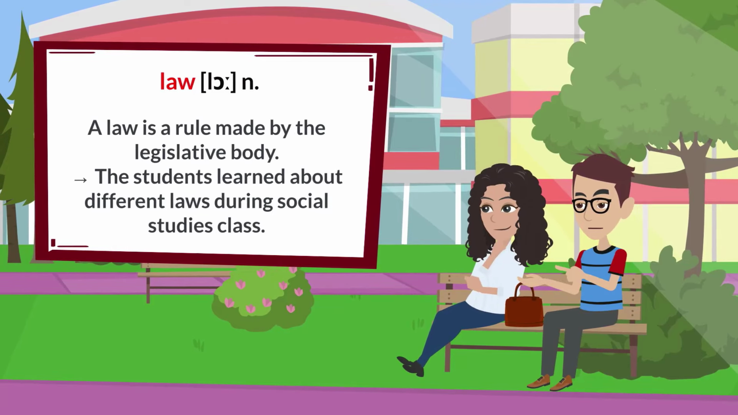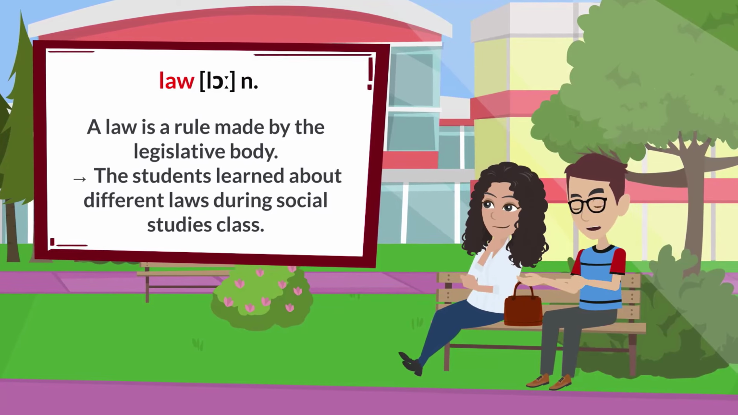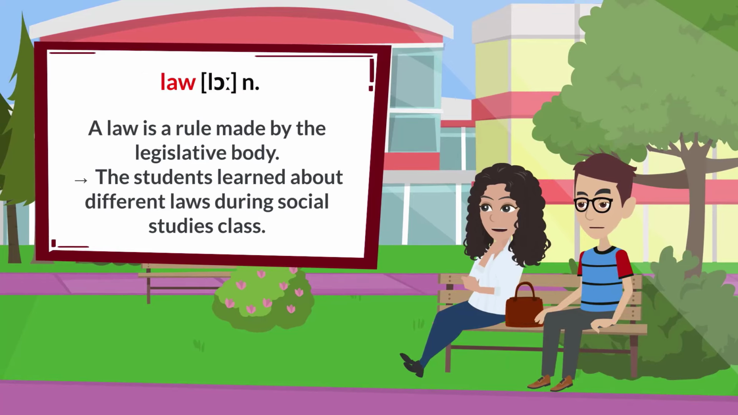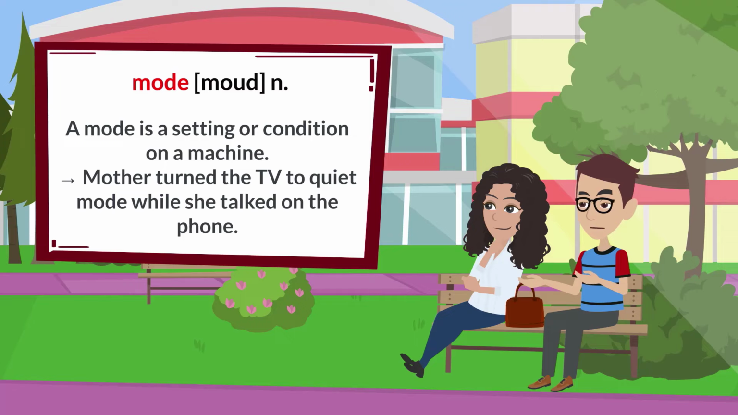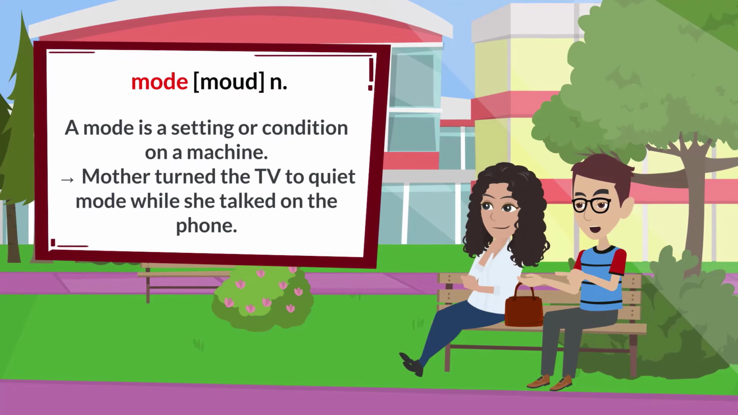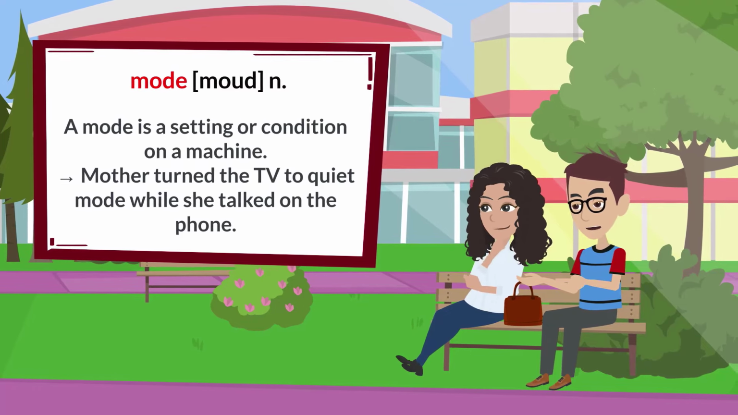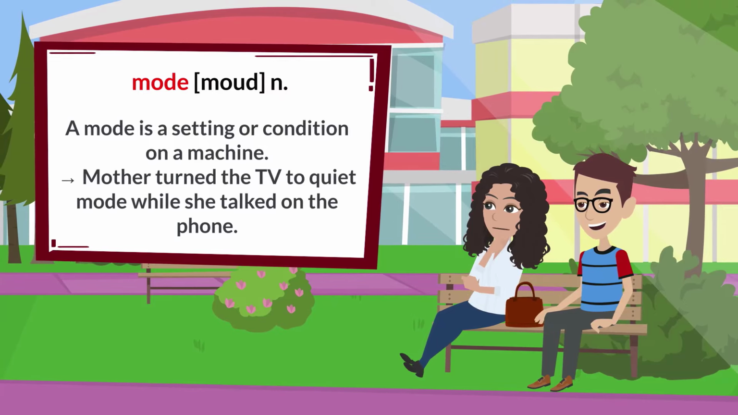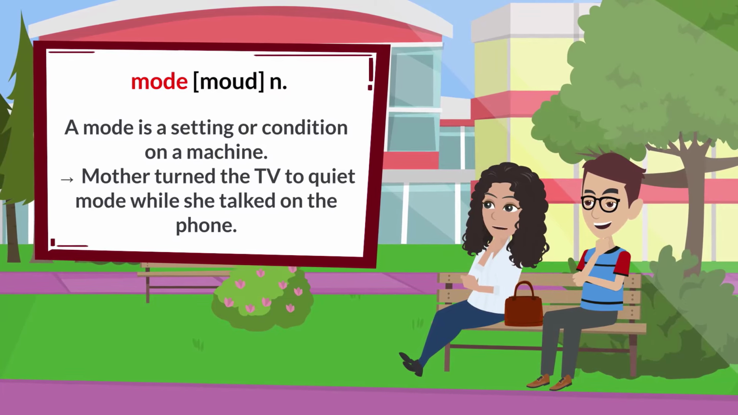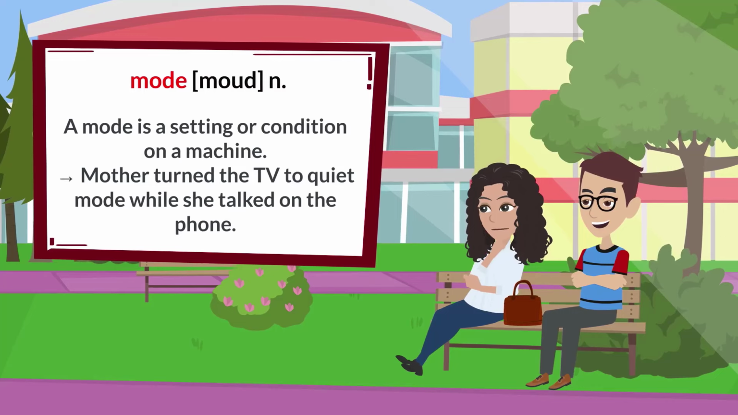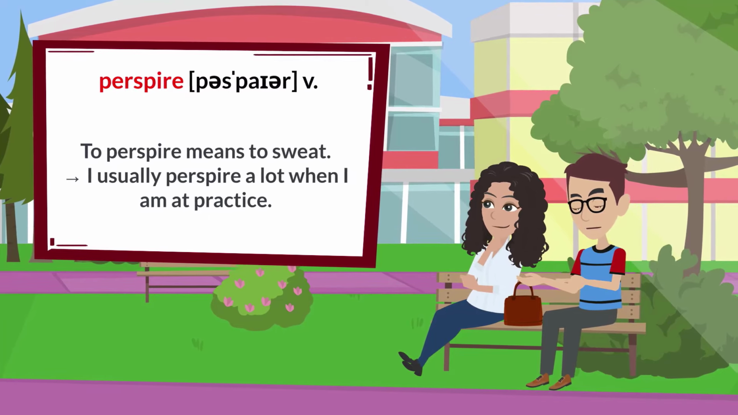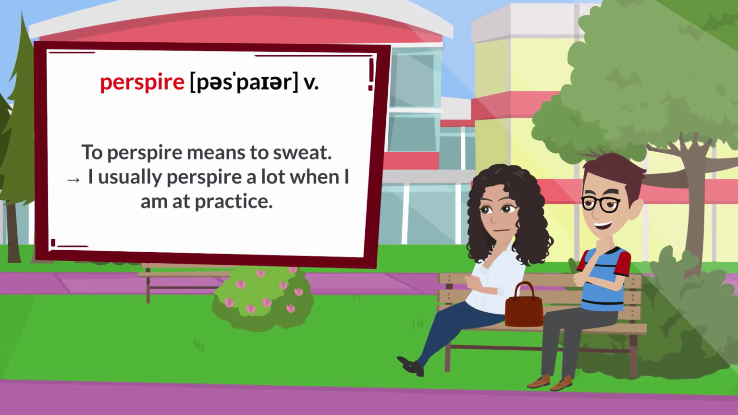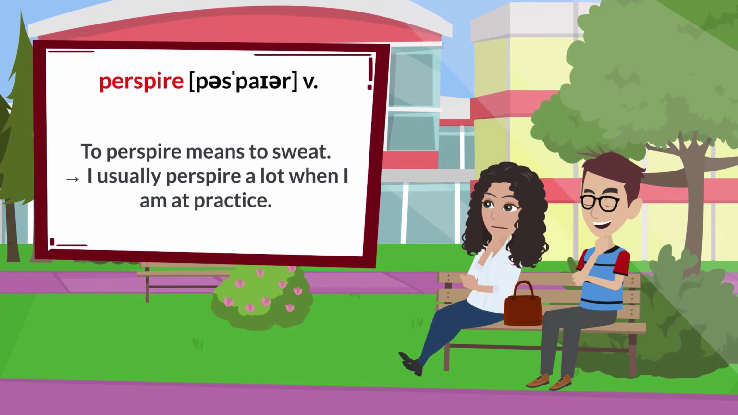Law. A law is a rule made by the legislative body. The students learned about different laws during social studies class. Mode. A mode is a setting or condition on a machine. Mother turned the TV to quiet mode while she talked on the phone. Perspire. To perspire means to sweat. I usually perspire a lot when I'm at practice.